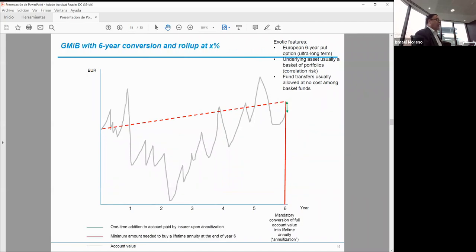Okay. Now income, GMIB. Consider a GMIB with a 6-year conversion. So you guarantee yourself, same as a GMAB, that you're going to have a certain amount of money in 6 years at a minimum, and that certain amount of money is going to be invested in an annuity that will give you, I don't know, 500 euros every month.